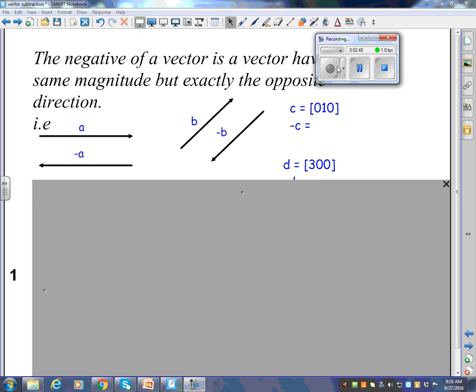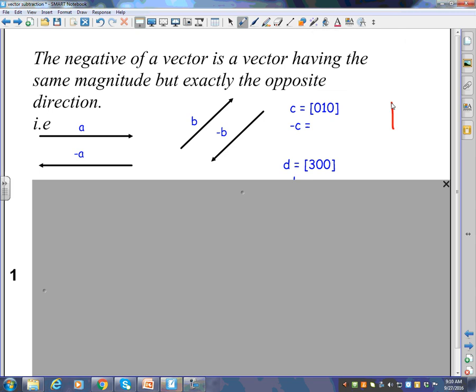If A is just reversed, B is reversed, what if I just give you the direction? What if I give you the bearing of 010, or 10 degrees? Negative 10 degrees? Good guess. 350. How'd you get that one? 360 minus 10, I'm guessing. Is that the exact opposite? Bearing, remember, 0 is at north: 0, 90, 180, 270, remember that?